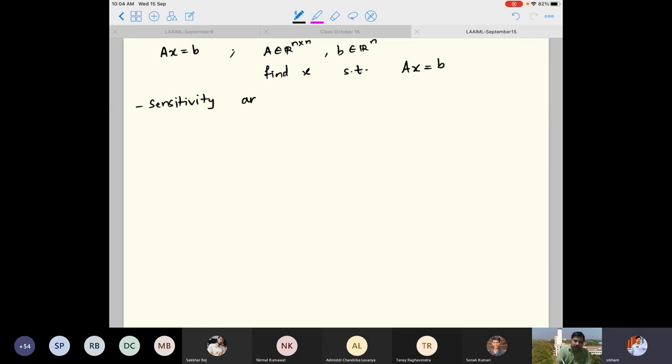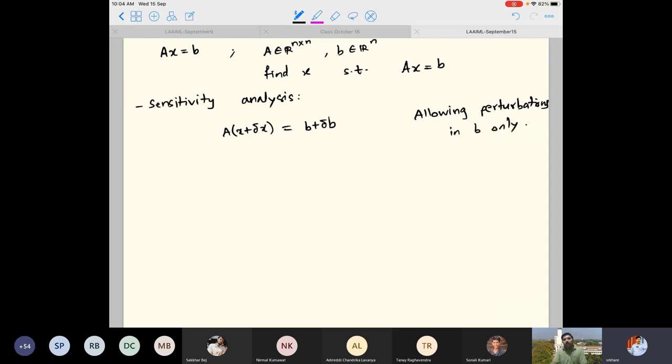Sensitivity analysis says that if you have b + delta b instead of b, then the solution x will get perturbed to A(x + delta x) = b + delta b. So what we are doing is allowing perturbations in b only. I will state a result later on where we'll allow perturbations in A as well, so both A and b will be allowed to perturb. That is the most natural case that we will see in real life applications. And we want to see how the solution deteriorates, how much is the effect on solution x, so x + delta x.